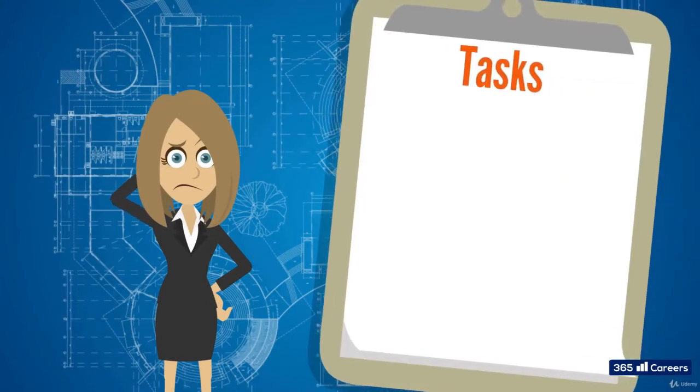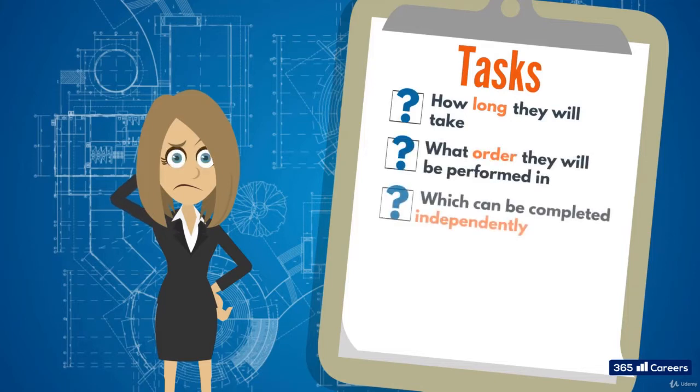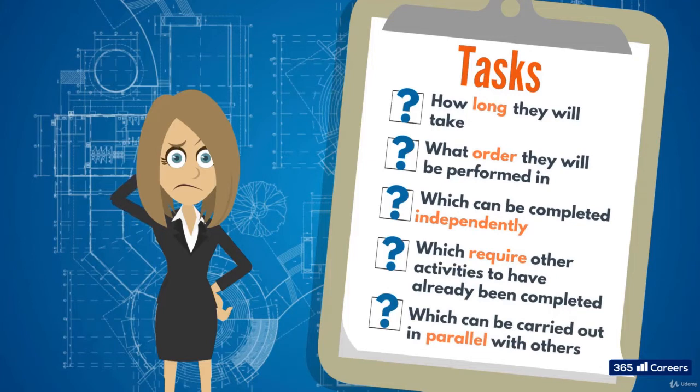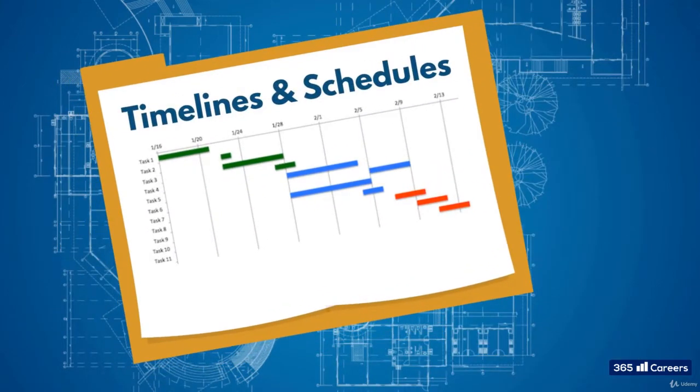In particular, you don't know how long these tasks will take, what order they will be performed in, which of the tasks can be completed independently, which require other activities to have already been completed, and which can be carried out in parallel with others. That's what the next few lessons will be focusing on: timelines and schedules.